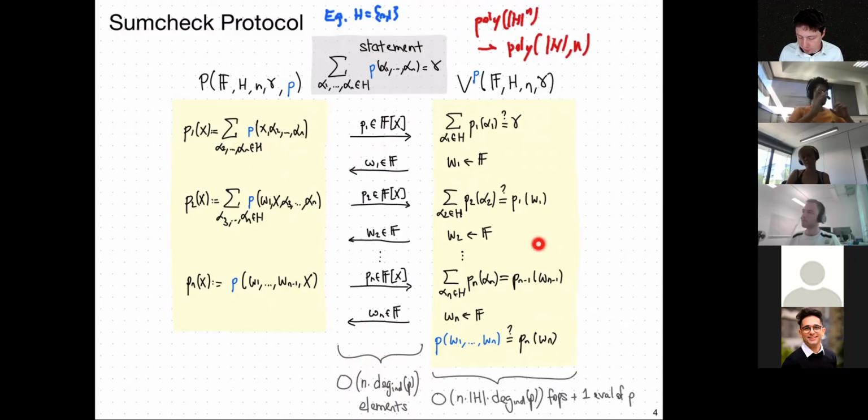And the verifier is also efficient because it is doing n checks. Each of them is a sum over H things, and each is evaluating a univariate polynomial whose degree is the individual degree of P. So it's roughly this many field operations plus one evaluation of the polynomial P, which, if the oracle is realized in some way, might have its own cost. Any questions about the syntax of the protocol? We'll talk about the analysis quite extensively over the next few slides, but is there something unclear syntactically about what's happening here?